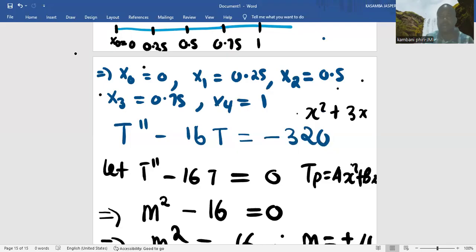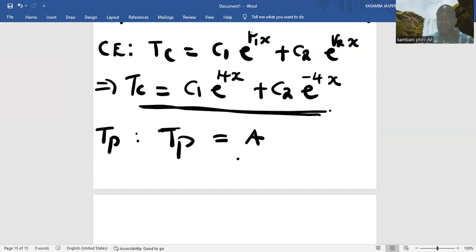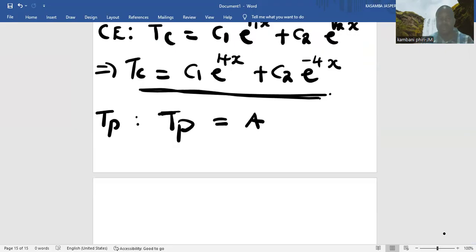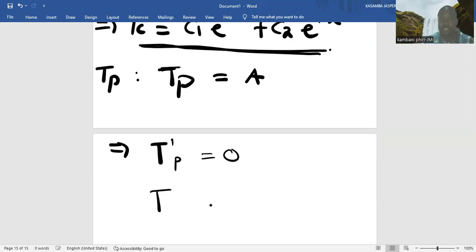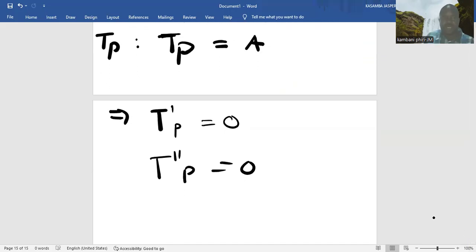That's our form. So we proceed. In this case, because there's a constant, we are going to say T prime is 0 and T double prime is 0. So now we substitute it into the equation. Which equation? Take note, the original equation, which is T double prime minus 16 T is equal to negative 320.